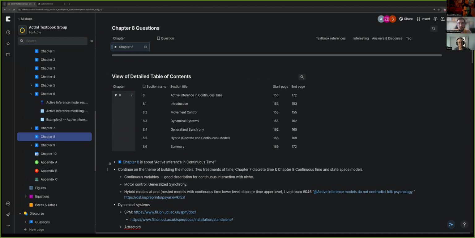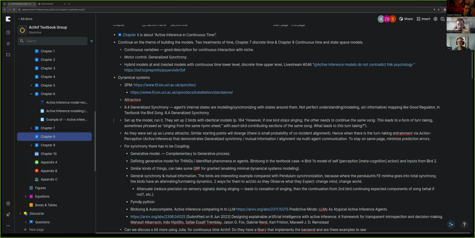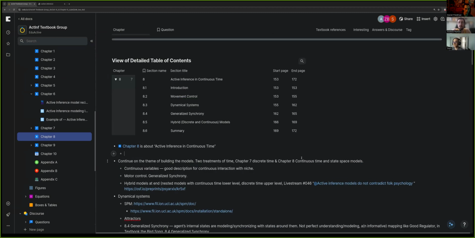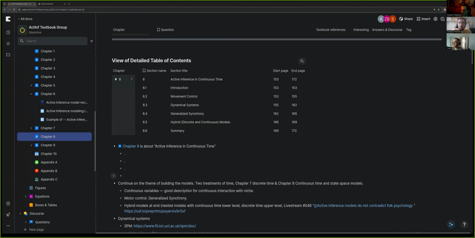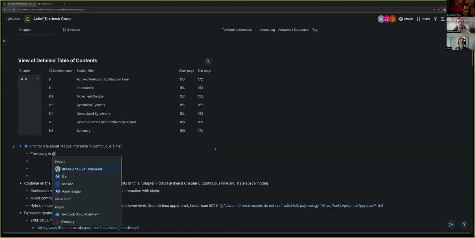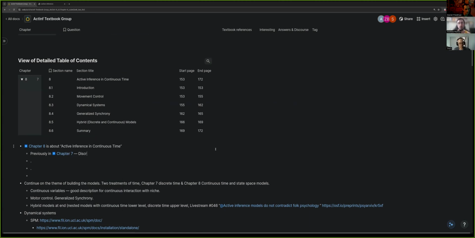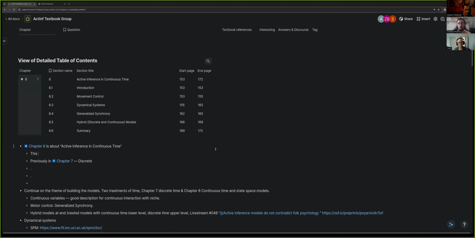Today we're talking about Chapter 8 in the 2022 Active Inference textbook by Friston, Parr, and Pezzulo. Chapter 8 follows Chapter 7, where we discussed discrete state-space models. As we know, the second half of the textbook is largely centered around actually designing your own active inference models, as opposed to primarily verbal descriptions of the theory in the first half.